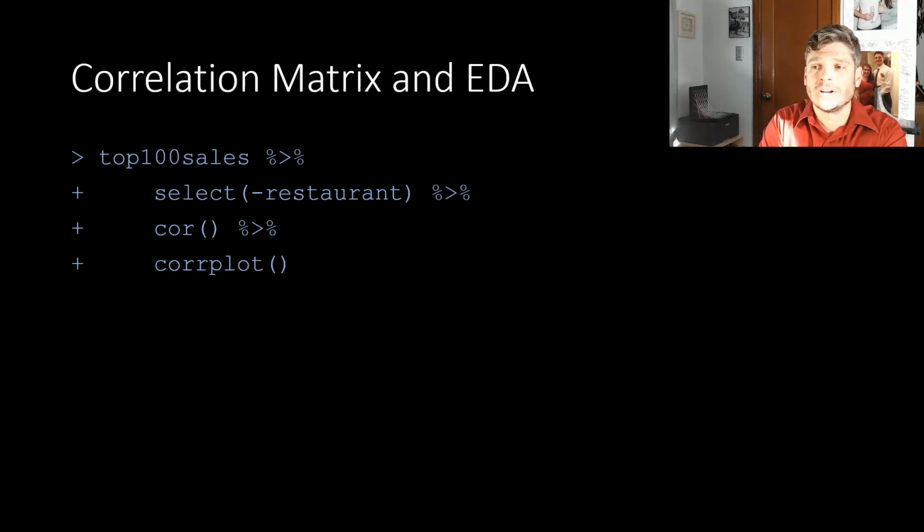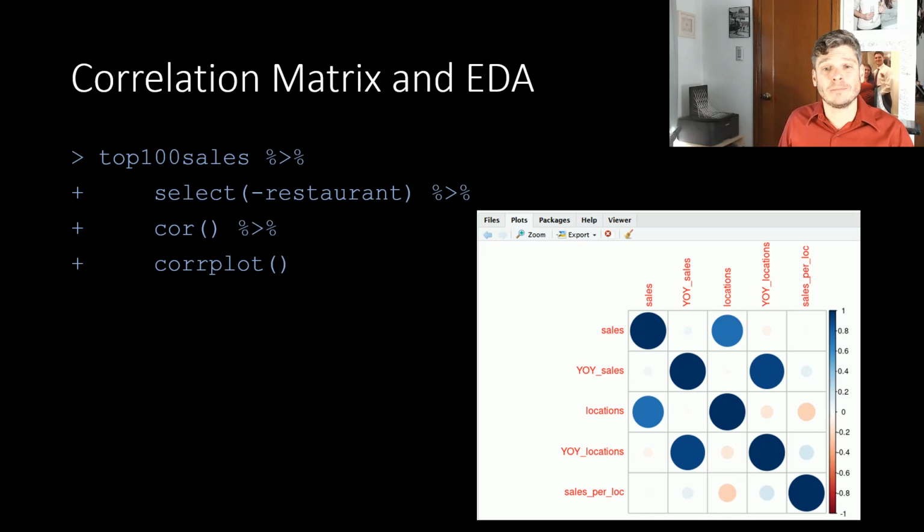So what this is going to look like now is we basically take what we did before. Top 100 sales, remove that column for restaurants, pipe it into the correlation function, and then that correlation coefficient matrix, we're going to pipe into the corrplot function. And when I do that, it's going to create a plot, right, in my bottom right corner where I get my, well, plots. And now it took all those numbers and converted those numbers to circles.